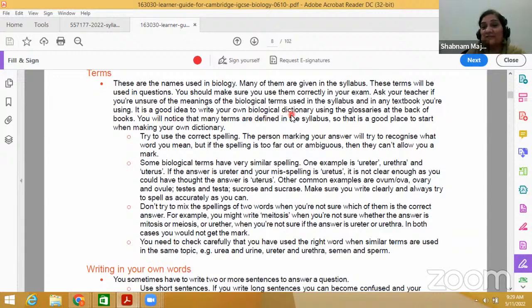Whatever you have done so far when revising, in pre-exam preparation, you have to always carry your syllabus along with your notes. That's very important. And then you can make your own small notes on that. You can make a mind map, you can write biological terms. Try to use the correct spelling. Now, spellings are very important, very, very important.